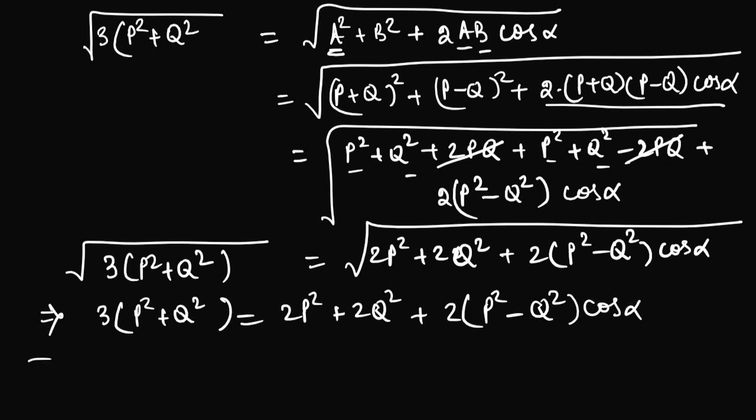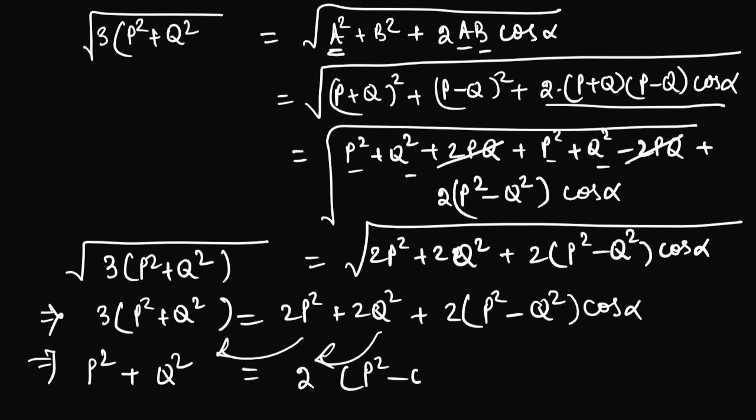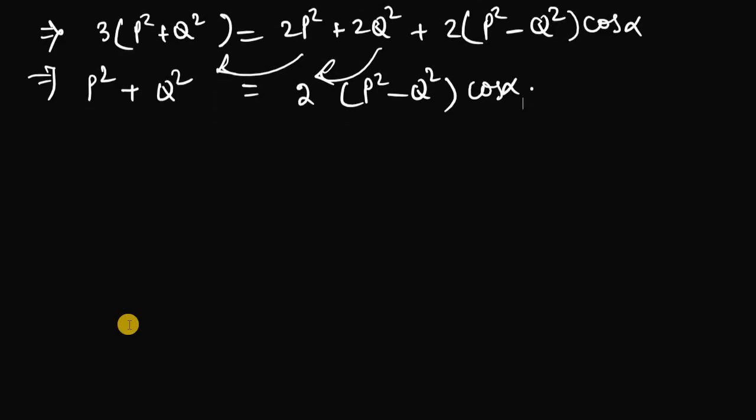Now I can write it as, moving the 2P square plus 2Q square to the LHS, I'll get P square plus Q square. It would be 2P square minus Q square cos alpha. Okay. So this is where I am coming to. So if that is so, P square plus 3Q square minus 2Q square, so it is Q square.